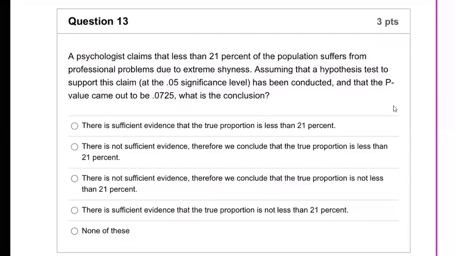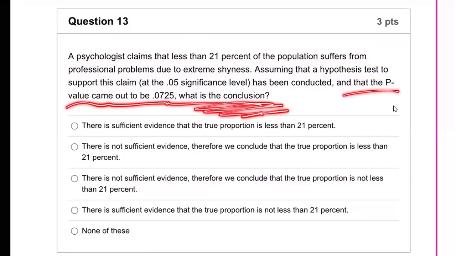Okay, so a psychologist claims that less than 21% of the population suffers from professional problems. That's a lot of P's there. Professional problems due to extreme shyness. Assuming that a hypothesis test to support this claim at the 0.05 significance level has been conducted and that the p-value came out to be 0.0725, what's the conclusion?